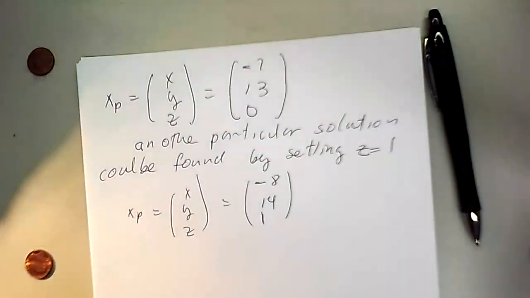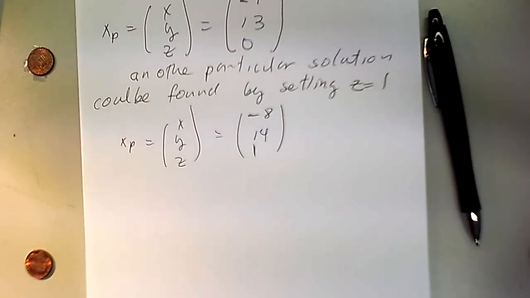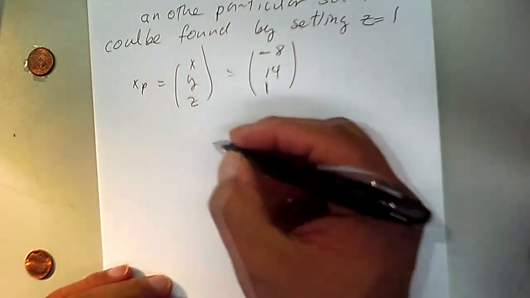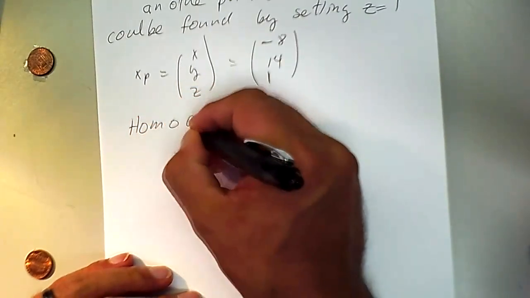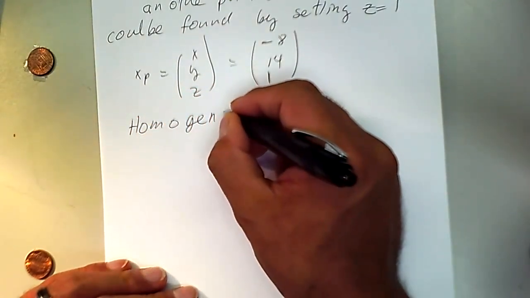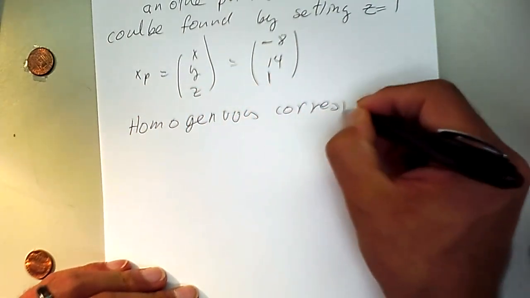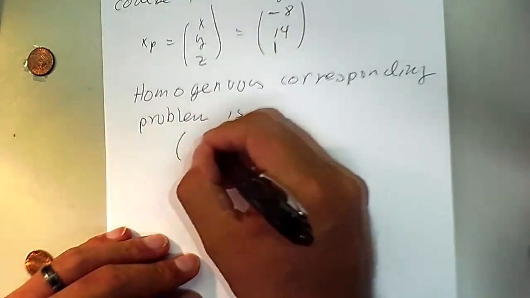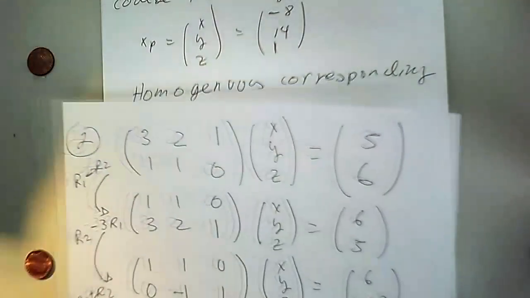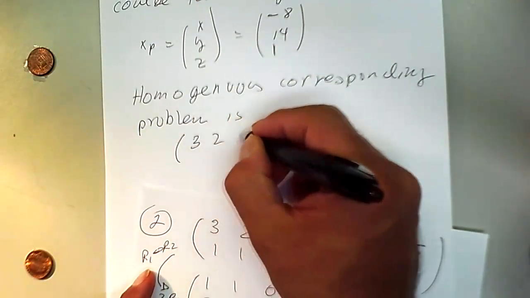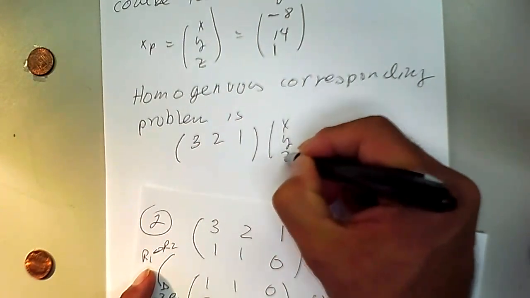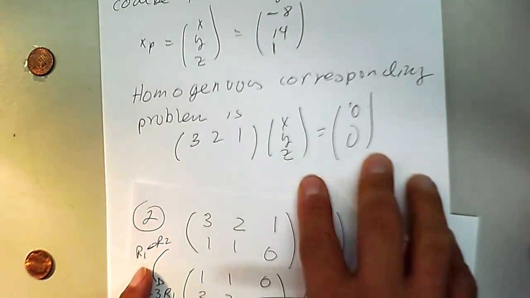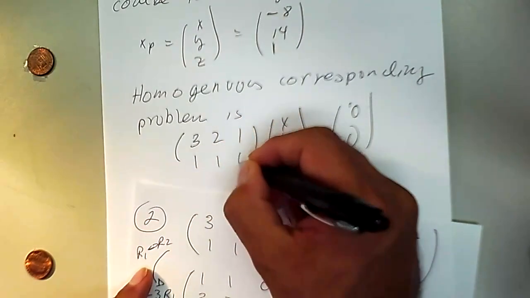Okay, now what we're going to do is attach the homogeneous solution. So what is the homogeneous solution? The homogeneous corresponding problem is, okay, I got to remember our problem. So it has 3, 2, 1, 3, 2, 1, X, Y, Z. So we have a new problem, but instead of having 5 and 6, we're going to put 0, 0. That's what makes it homogeneous. So this is a different problem. 1, 1, 0, 1, 1, 0.